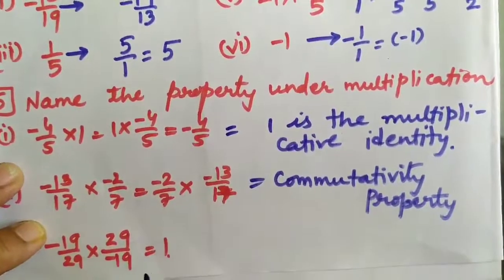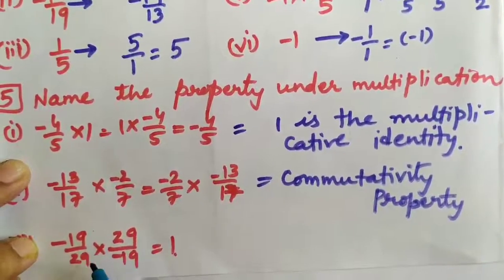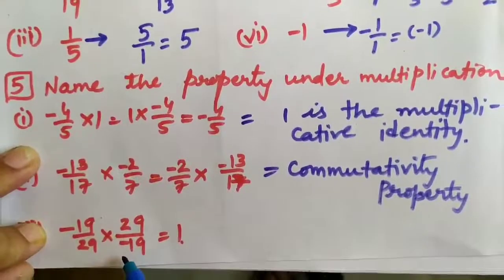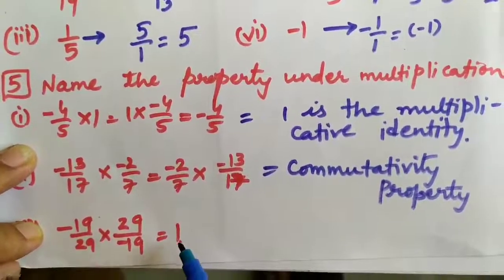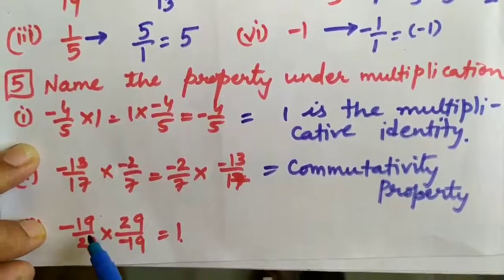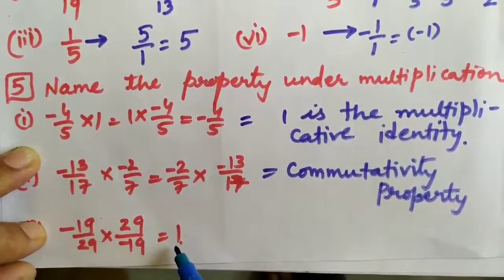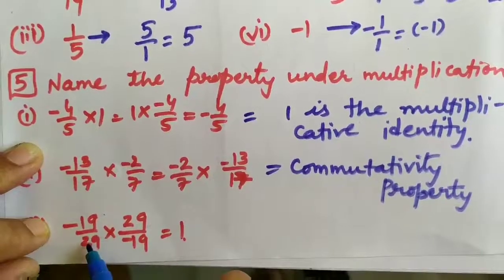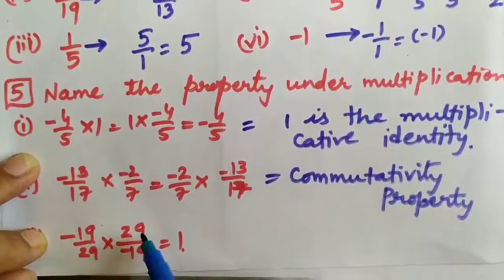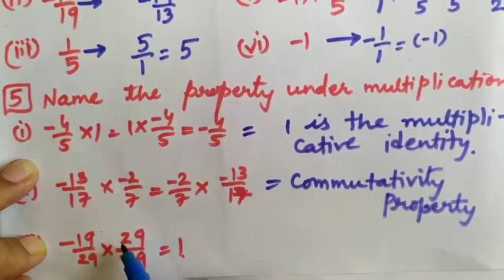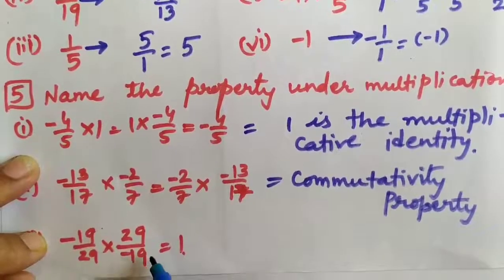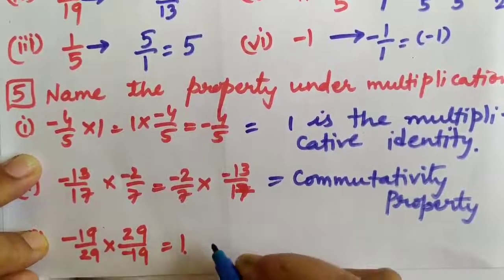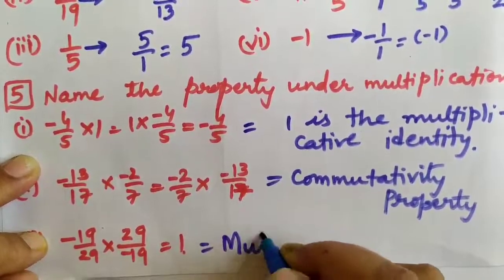Now third one, minus 19 upon 29 into 29 upon minus 19 equal to 1. Here we can see that the number is inverted and the answer is coming 1. Minus 19 upon 29, and further the same number is inverted, 29 upon minus 19, and when we multiply both, the answer is 1. So it is multiplicative inverse.